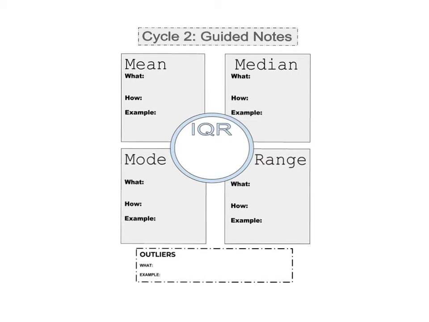So to understand what mean, median, mode, range, IQR, and outliers are, we're going to use the following data set. I want you to write this down on your paper. We're going to use the numbers 1, 1, 1, 3, 4, 5, and 20. We're going to use that data set to go over all 6 of these measures when you have data. So let's get started.